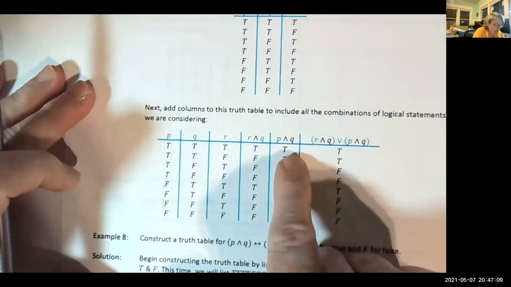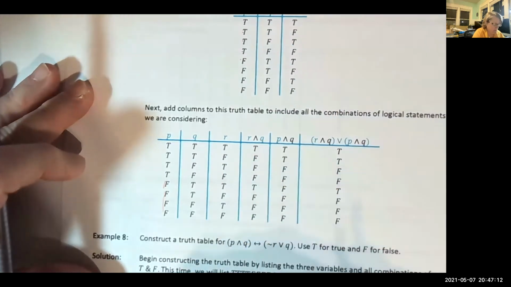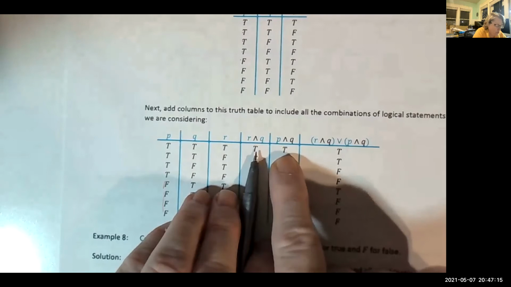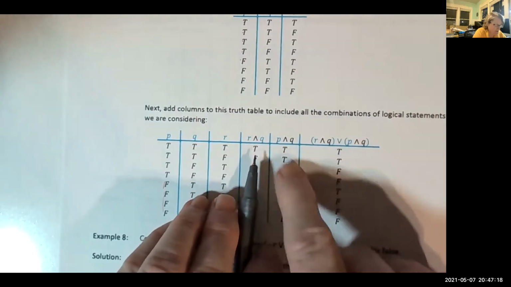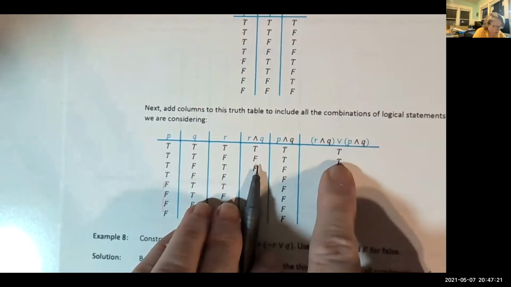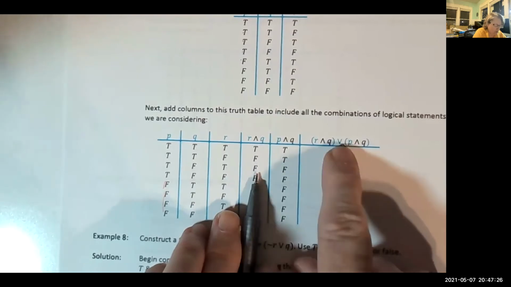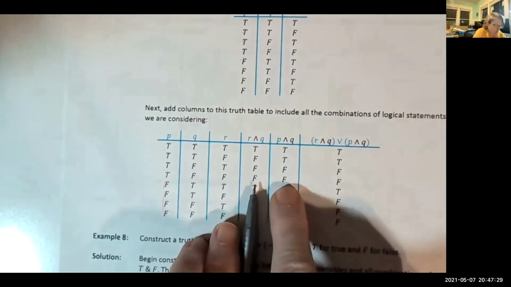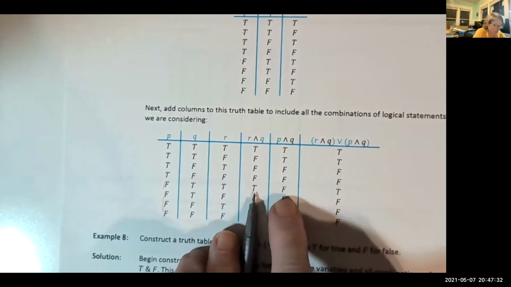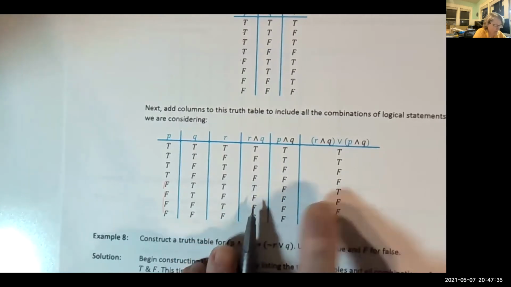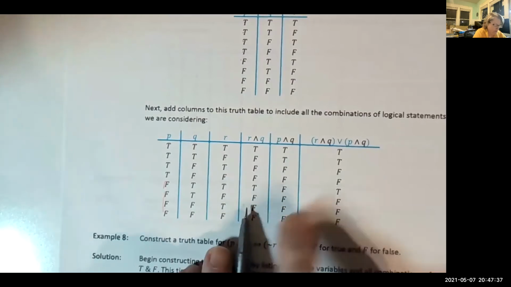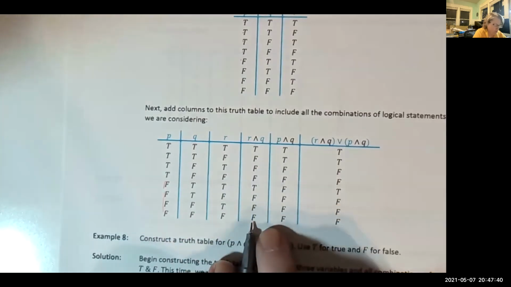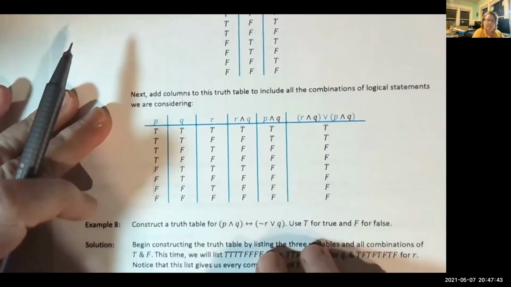Now we're ORing these two columns together. OR says, if at least one of them is true, the outcome is true. Well, here we go. We've got true or true. That's true. There's at least one true. False or true. That's going to be true. False or false. This is the only time when we get false when we are ORing. False or false. That's also false. True or false. That's true because we have a true. False or false. That's false. False or false. That's false. False or false, that's false.